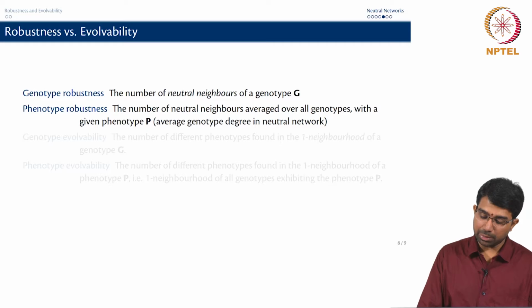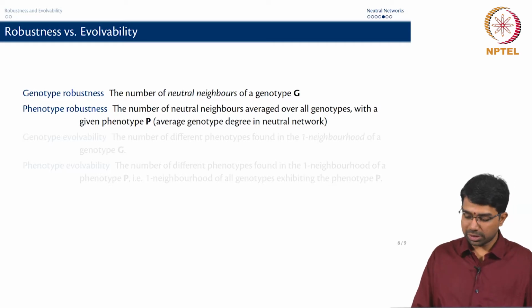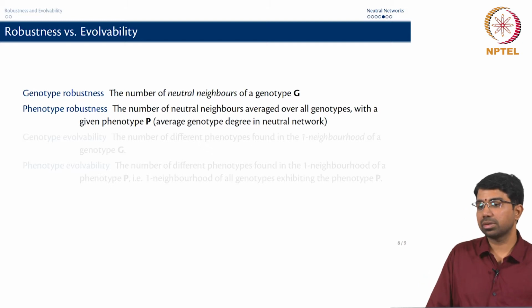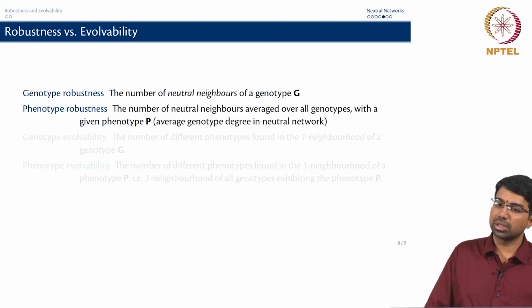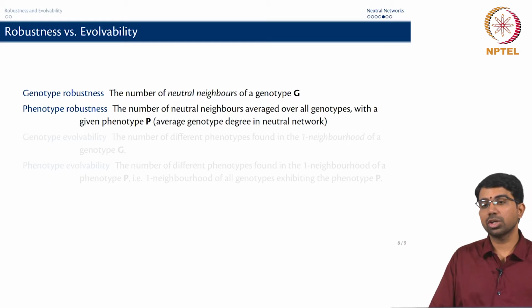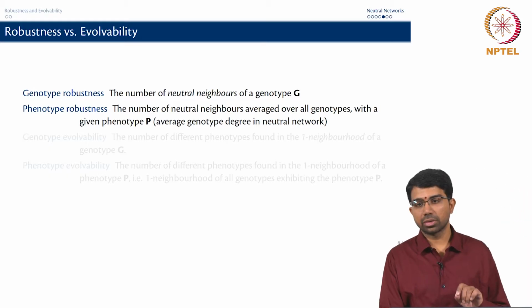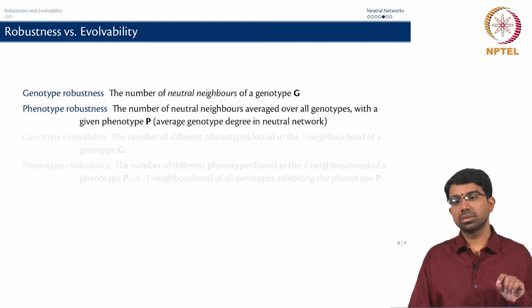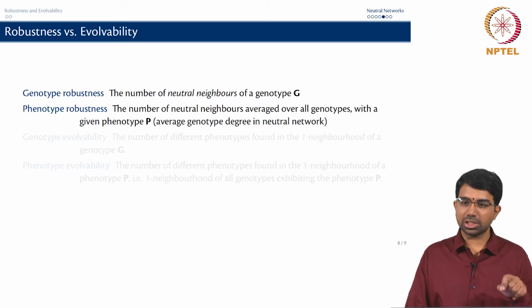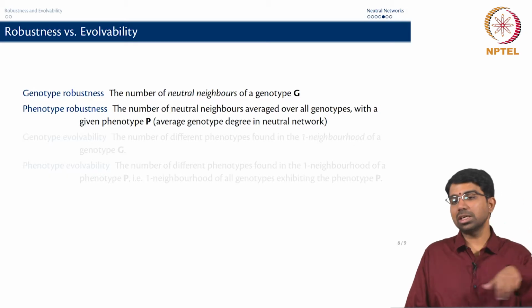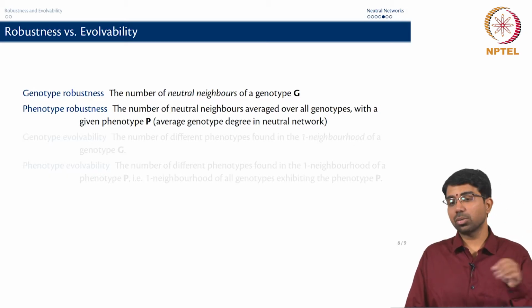So, what is phenotype robustness? It is the number of neutral neighbors averaged over all genotypes with a given phenotype. This is nothing but the average degree of the entire neutral network. Does that make sense? What is a genotype again? It is a node. Very good. What is a phenotype? It is potentially the entire neutral network. So, if you now want to compute robustness of the phenotype, you essentially look at the entire neutral network. What is the average degree across that neutral network?